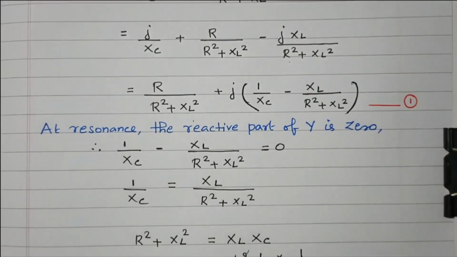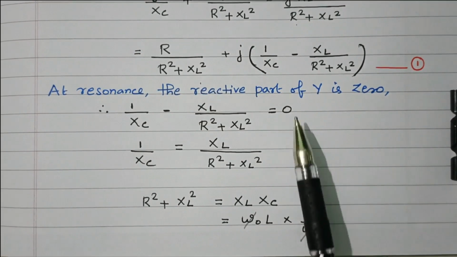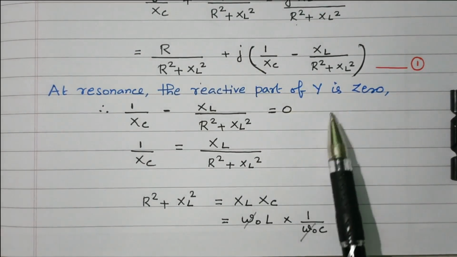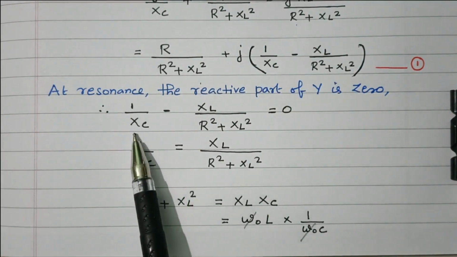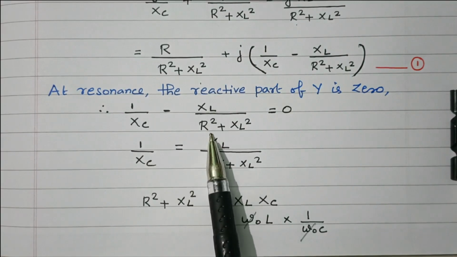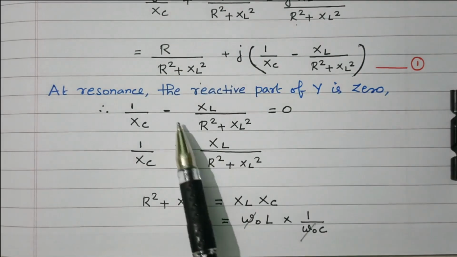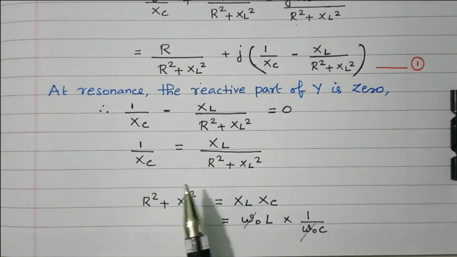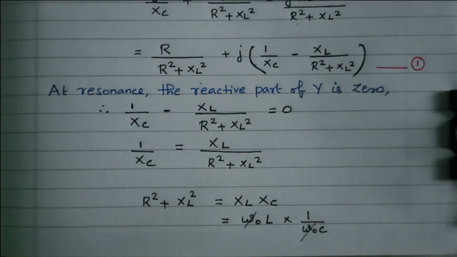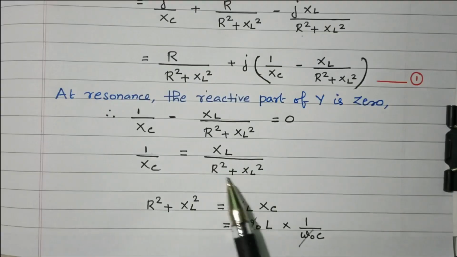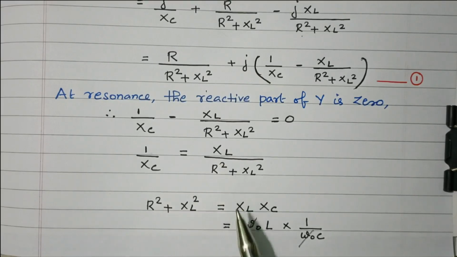So at the resonant condition, the reactive part is 0. At the resonant condition, the reactive part of the admittance is 0. This term is 0. That is the condition for resonance. 1 divided by XC minus XL divided by R square plus XL square equals 0. Bring this term to that side, so the negative becomes positive. Right. Now cross multiply the terms. Now we'll cross multiply these terms, so that R square plus XL square equals XC into XL.